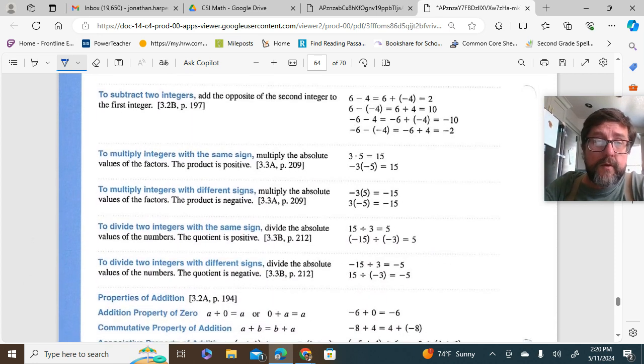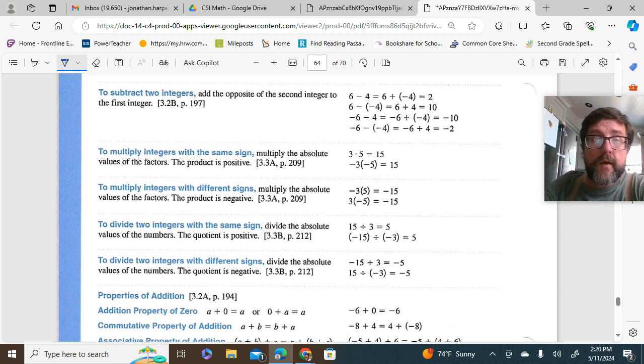To subtract two integers, add the opposite of the second integer to the first integer. So 6 minus 4 equals 6 plus -4. 6 minus -4 equals 6 plus 4, because these two negatives go into a positive. I was in high school before I learned that, guys. So you guys are ahead of me.